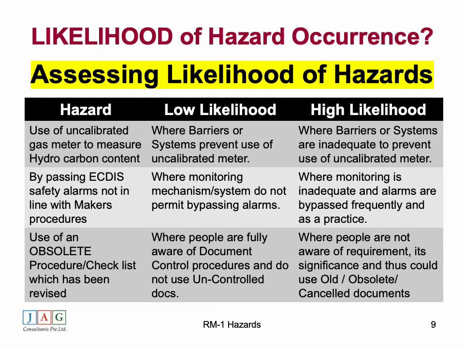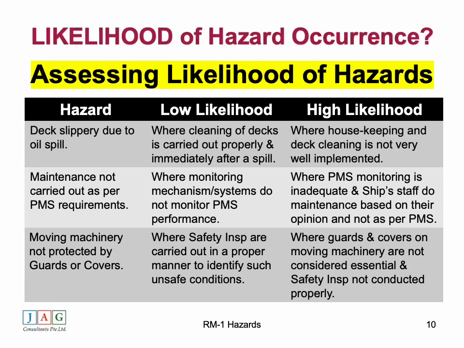Here, in the next two slides, you will see in the first column there are some hazards. In the next column, there's a low likelihood, where barriers are good, and there's a high likelihood, where barriers are inadequate or not well implemented. And you can see how the hazard in a given work environment has a low likelihood, but in another work environment it has a high likelihood. Similarly, here is the second one, where you can see the hazards, the low likelihood and the high likelihood of hazards. This is risk management module 1.